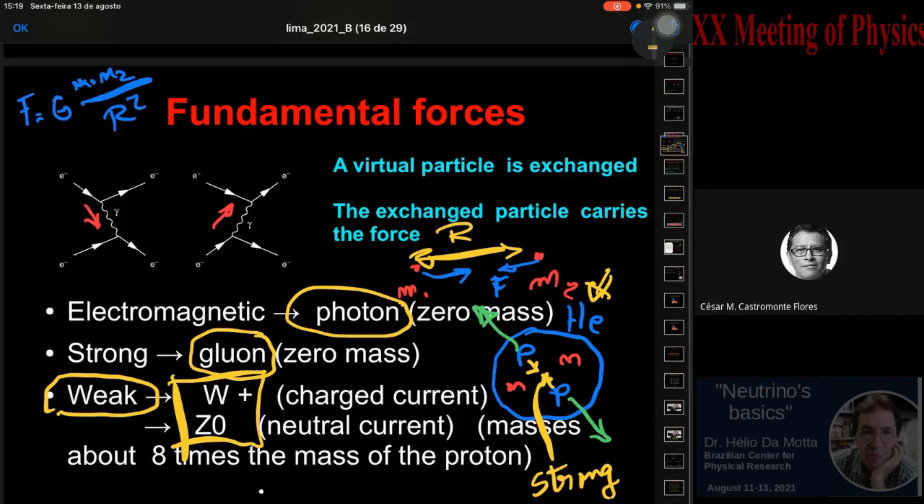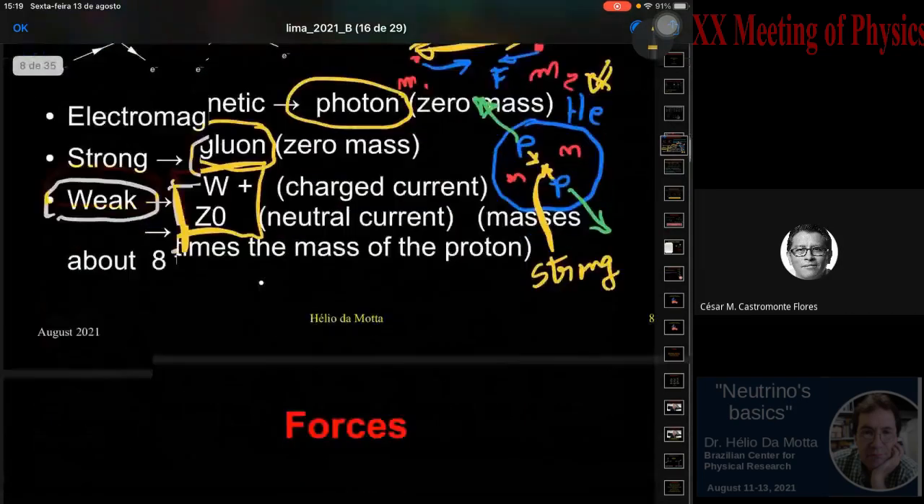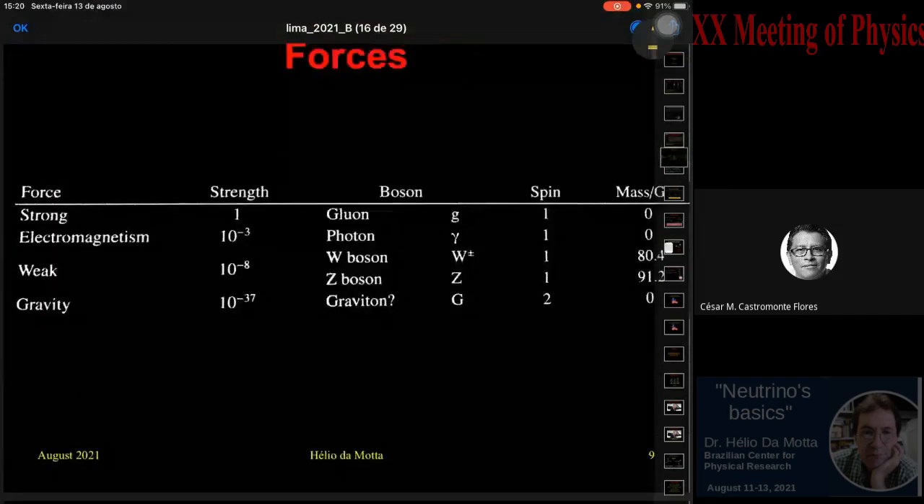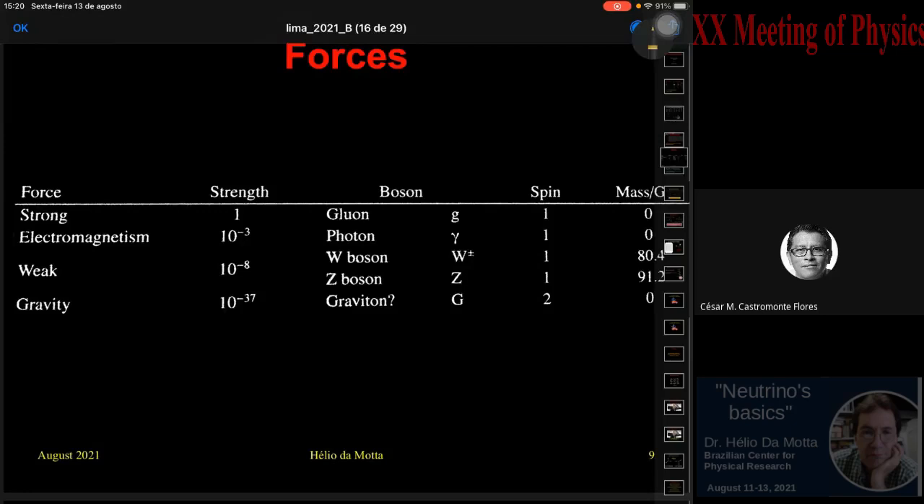So, just to have an idea how things work, if you consider the strong force is the one that holds the nucleus together. So it's very strong because it can even overcome the electromagnetic force. So let's say it's 1 because it's very strong. To compare, the electromagnetism that happens when they exchange a photon is about 1,000 times weaker. So the strong is 1,000 times stronger than the electromagnetic.